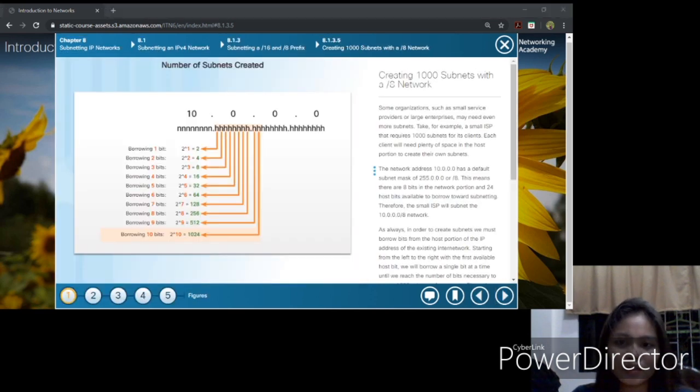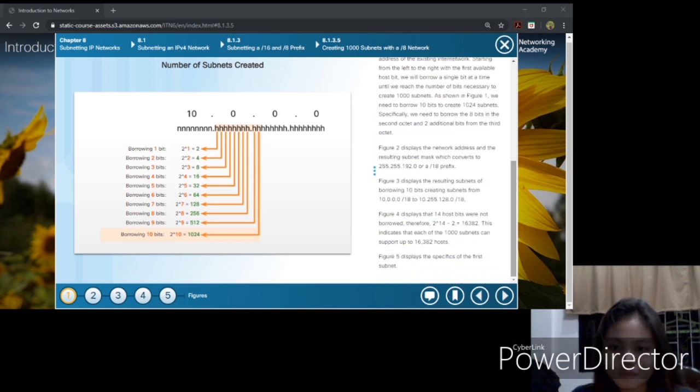Next is creating 1000 subnets with a /8 network. The network address is 10.0.0.0 with the default subnet mask of 255.0.0.0 or /8. The larger the enterprise, the more subnets it may need, and each client will need plenty of space for hosts on their own subnets.